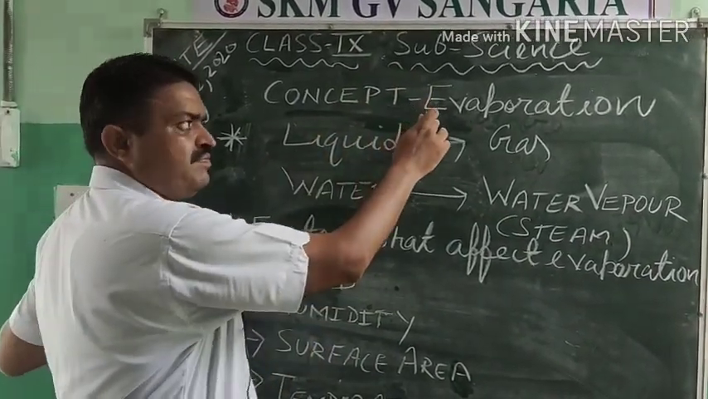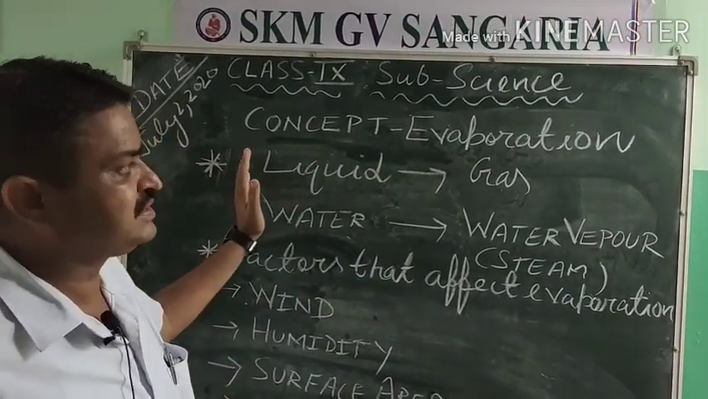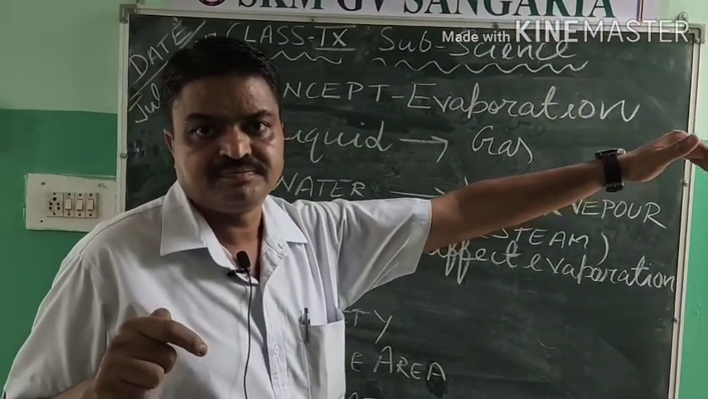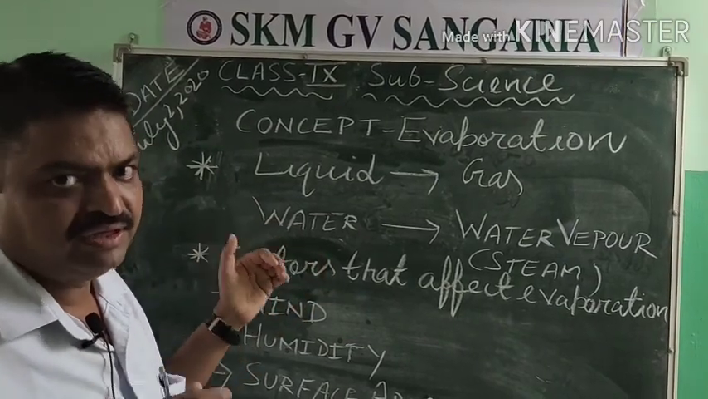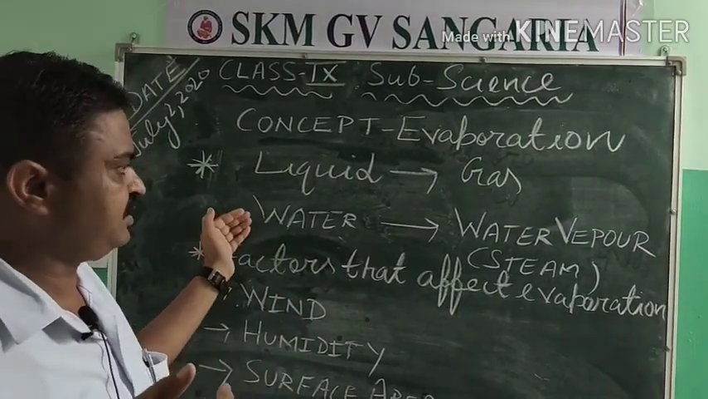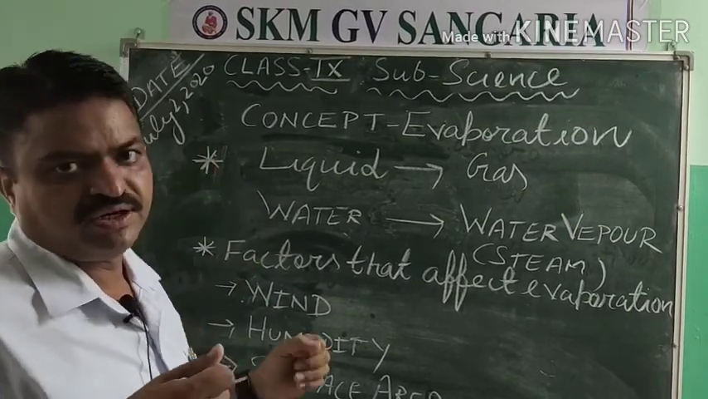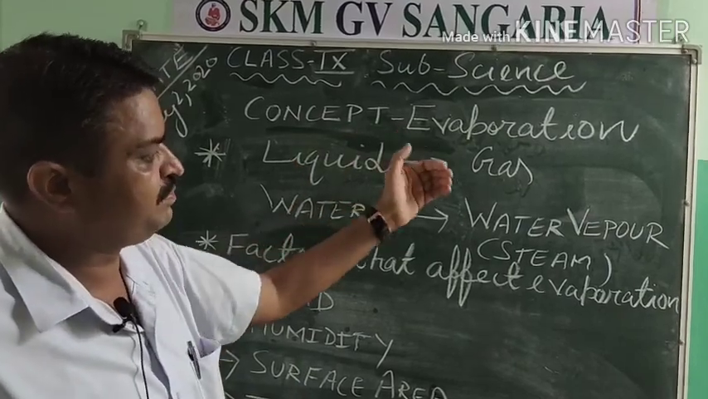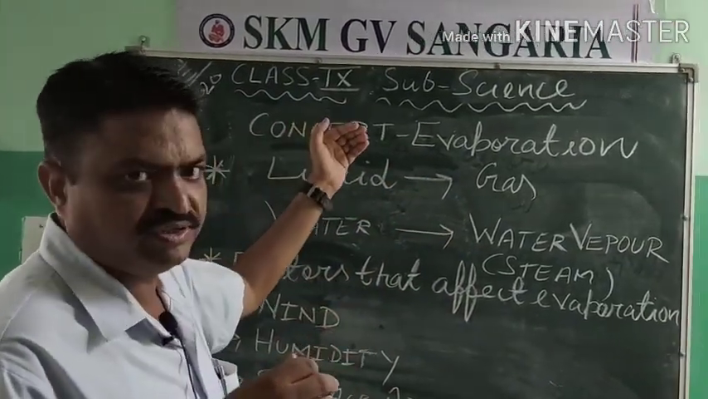It is the physical process in which a liquid substance is converted into a gaseous substance. And if we speak about an example, its common example is water. If we heat the water, or if we put the water in front of sunlight, then it is converted into water vapor or steam. So it is an example of evaporation.